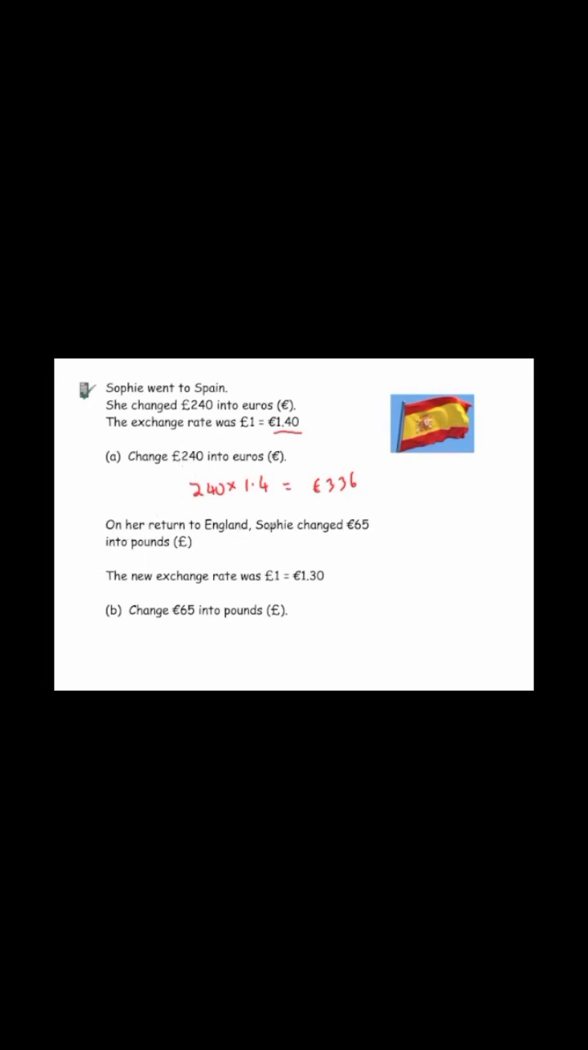On her return to England, Sophie changed 65 euros into pounds, so she's gone backwards now, back into pounds. The new exchange rate was £1 equals €1.30. So that's going to be quite important again, that 1.3, that €1.30. And what that's saying is that if we want to convert back from euros into pounds, we're going to want to divide the 65 euros by the 1.3. So you're going to do 65 divided by 1.3, and that would tell me how many pounds it would be. That would be exactly £50. And you could check that, you could times the £50 by 1.3 and get 65 euros.